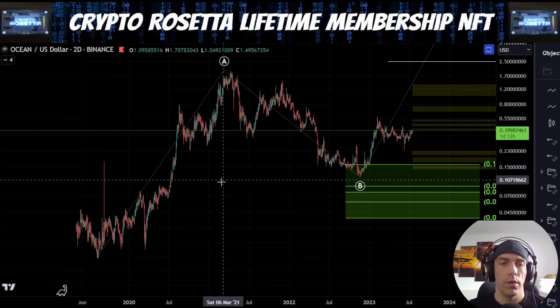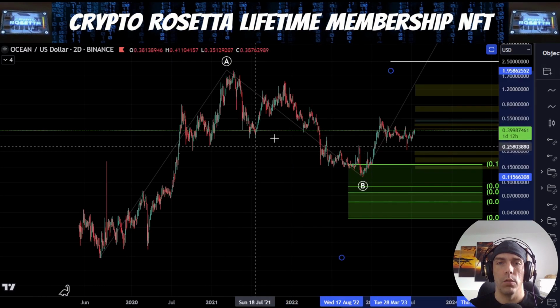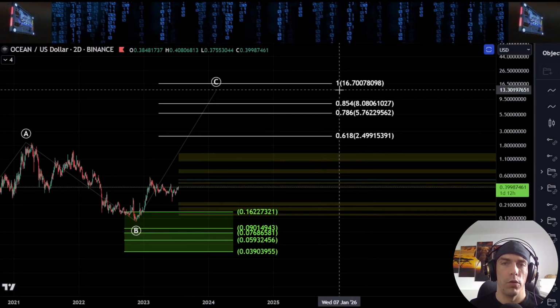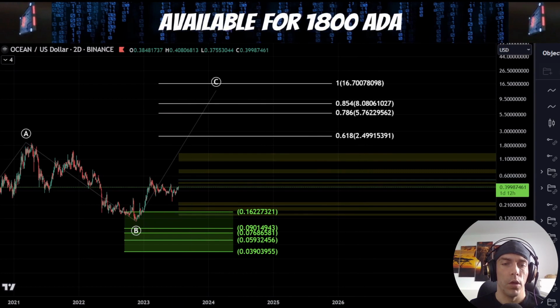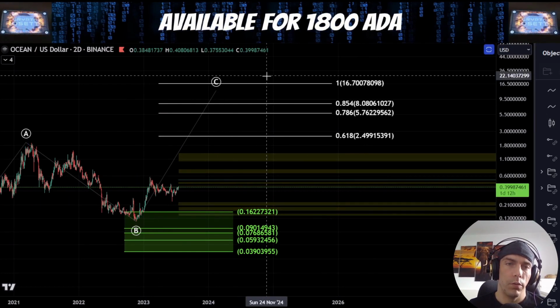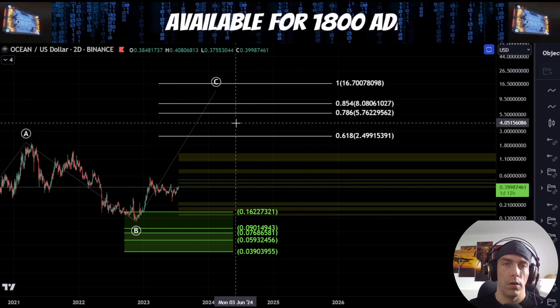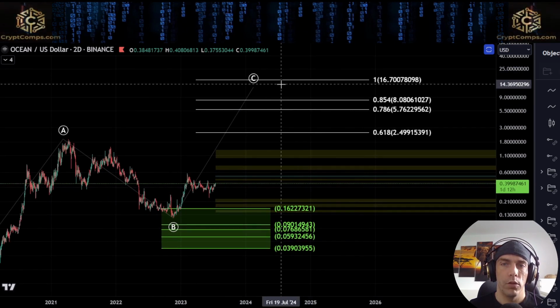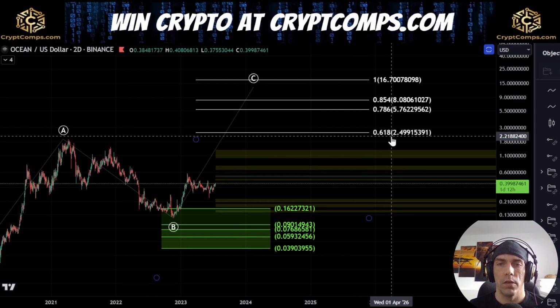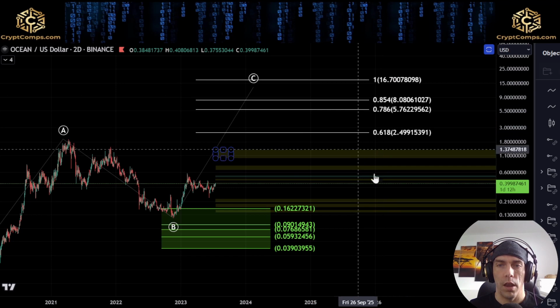Now if we were arguing that this is actually an A, a B, and what we're looking for as a C wave would be our target up here towards this 1-to-1, which would be this 1670 level. So if this is the case, from this point effectively we'd be looking for a 5-wave move to the upside. It is possible that we could fall short of this 1-to-1 target, in which case we have this 854, this 786, and this 0.618 as possible target areas up here.